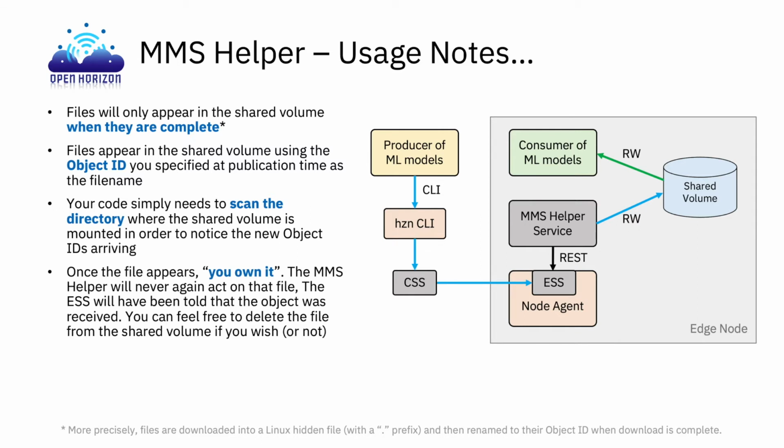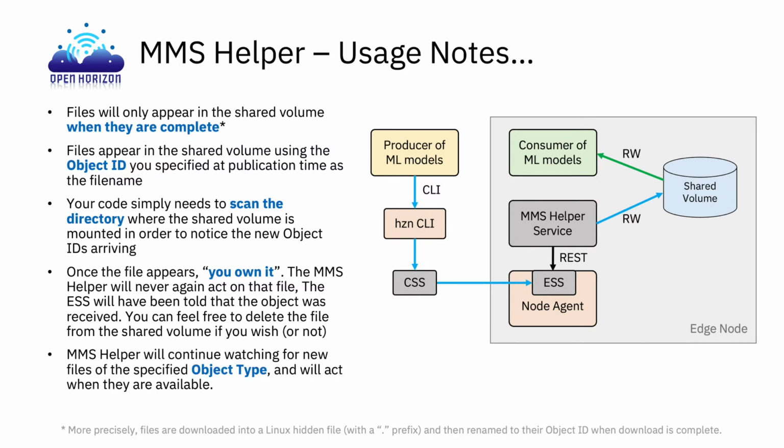And also, please note that once the file appears, you own it. The MMS helper will never again act on that file. It won't clean it up, it won't edit it, won't modify it. The ESS will have been told that the object was received, and then you can feel free to delete the file yourself once you've consumed it, or you can leave it on the shared volume and use it there, which is, I think, the more likely scenario. You would continue to use it there until another one comes along and you want to switch over to using that one.